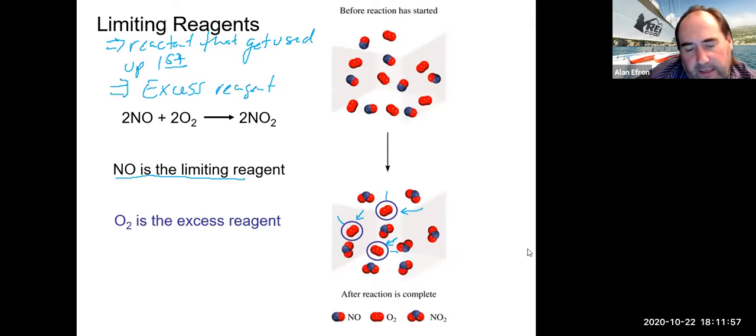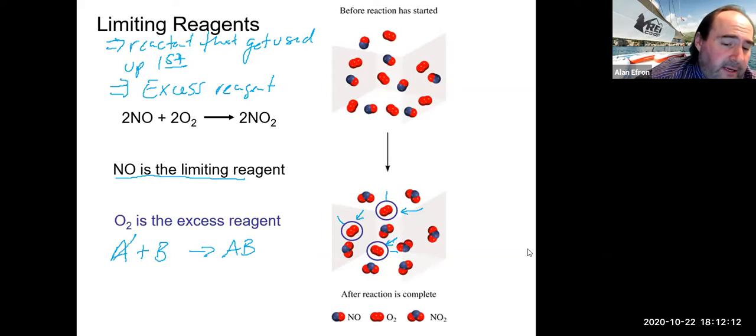So why are limiting reagents important? Well, limiting reagents are important because once you are done with it, you cannot produce any more products. A very simple example is if you take A plus B to make AB, as soon as you run out of A, you can't make any more product because you're missing a crucial part of it, right?